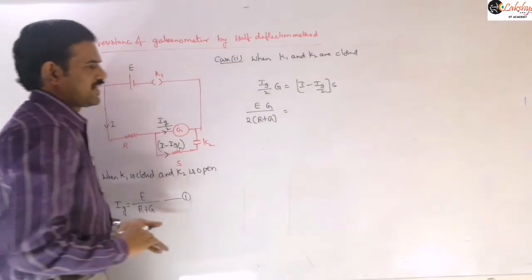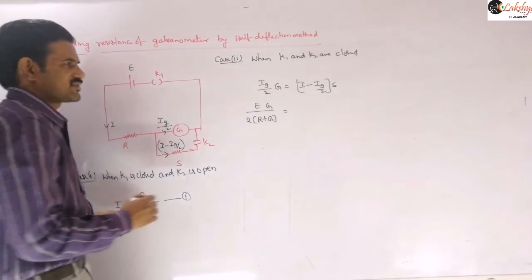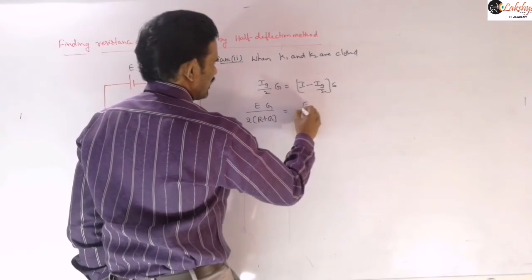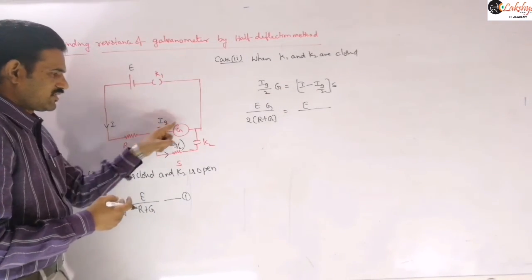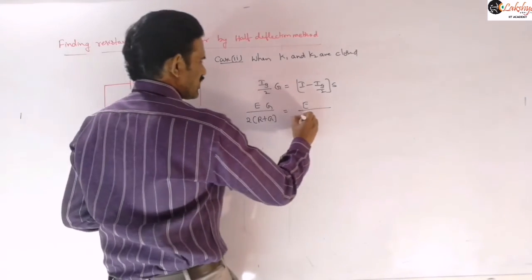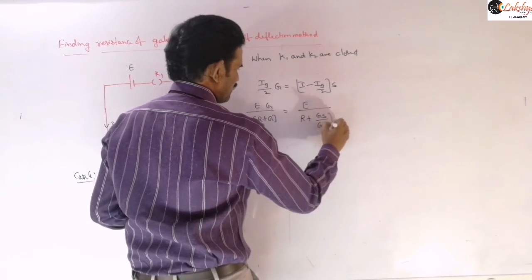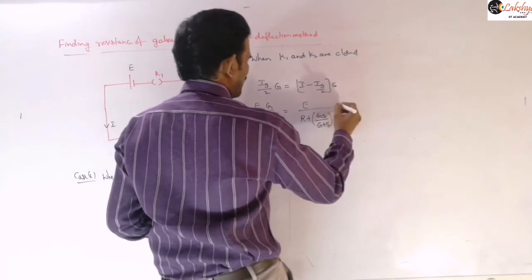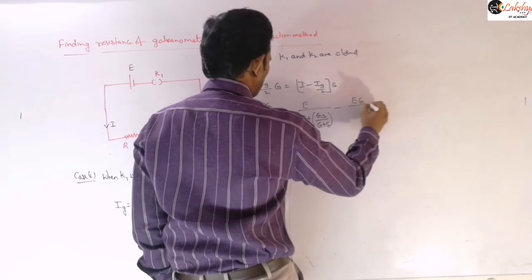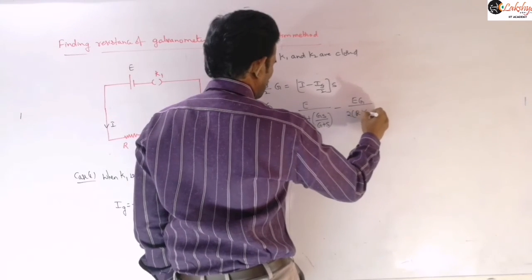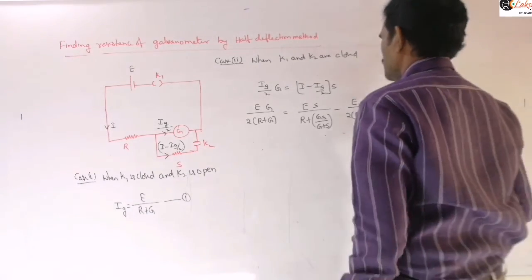Next, the I value. I is nothing but the total current flowing in this circuit, or the current drawn from the cell. So the current drawn from the cell we can write as total EMF by total resistance. Total resistance is R plus, these two are in parallel, so I can write this total resistance as R plus GS by G plus S. Minus again Ig by 2, so Ig by 2 we can write as E by 2 into R plus G. Now simplify this equation.